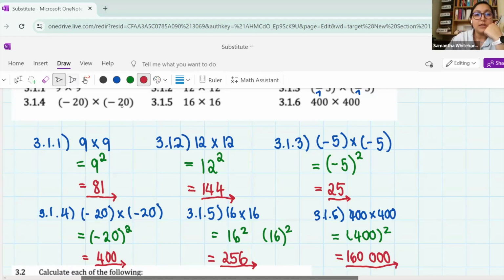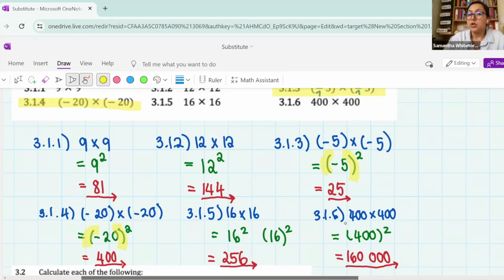So just really importantly, grade 8, if you've got a negative, so like we had in 3.1.4 and 3.1.3, if you've got a negative, you will need to add these brackets in around the number that you're multiplying twice. Because if we don't, that will change things. I'll explain that now in a second. If we don't put brackets around the value that's negative, we will have a problem.